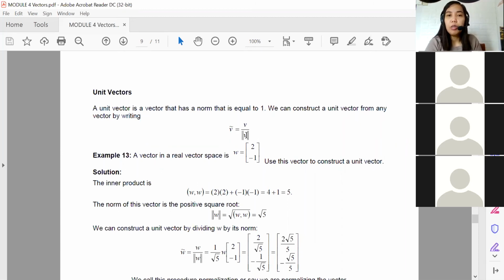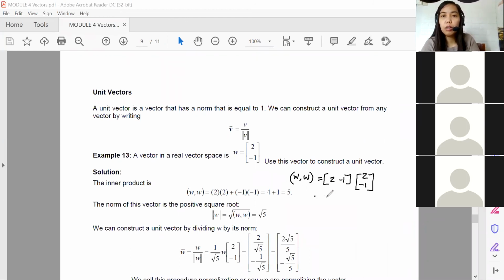So kailangan muna natin kunin ang norm. Ang norm ay dapat sa sarili. Since this is just a real vector space, so we take the dot product of W with itself. So you will have the row vector 2, -1, multiplied by itself, 2, -1. Okay, so we will have 2 times 2, that is equal to 4, -1 times -1, that is equal to 1. So the answer is 5.